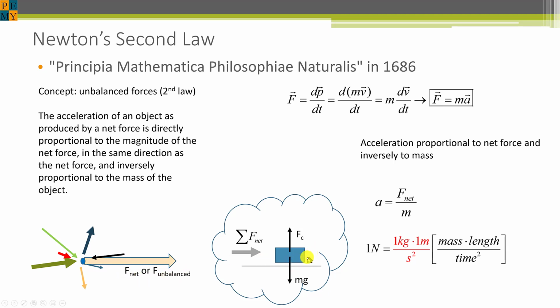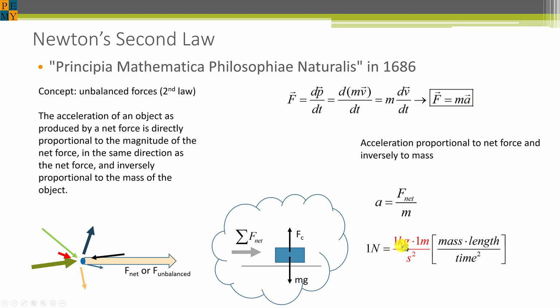Just to illustrate that, if I have a blue rectangular object sitting on a table, the force of gravity, mg, exactly cancels the force of contact from the table, sometimes called a normal force. So nothing happens, the object does not move even though gravity is acting on it. But if I push with some net force on the side, this object will accelerate according to F equals ma.